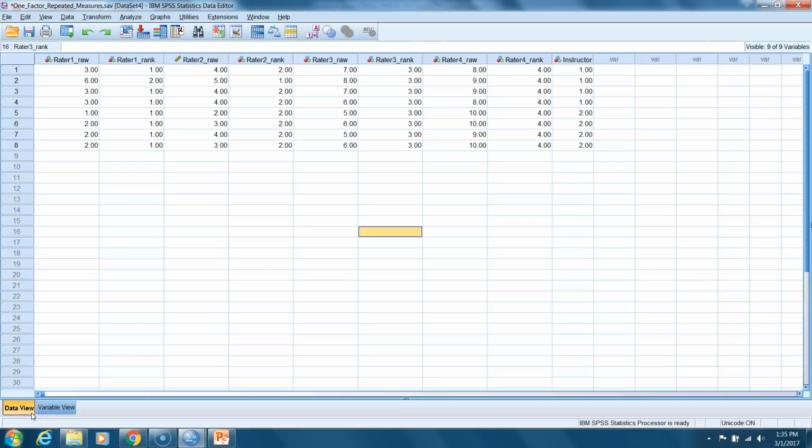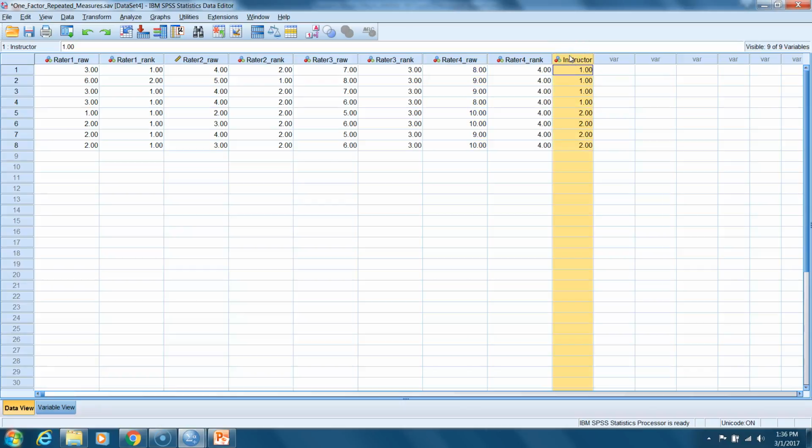In this video, we are extending our one-way repeated measures analysis of variance with the data that we used from our textbook, and now we're doing a two-factor split plot ANOVA. So if you've been checking out the previous video, you saw that we used rater 1, 2, 3, and 4 raw scores, and we did a repeated measures one-way ANOVA.